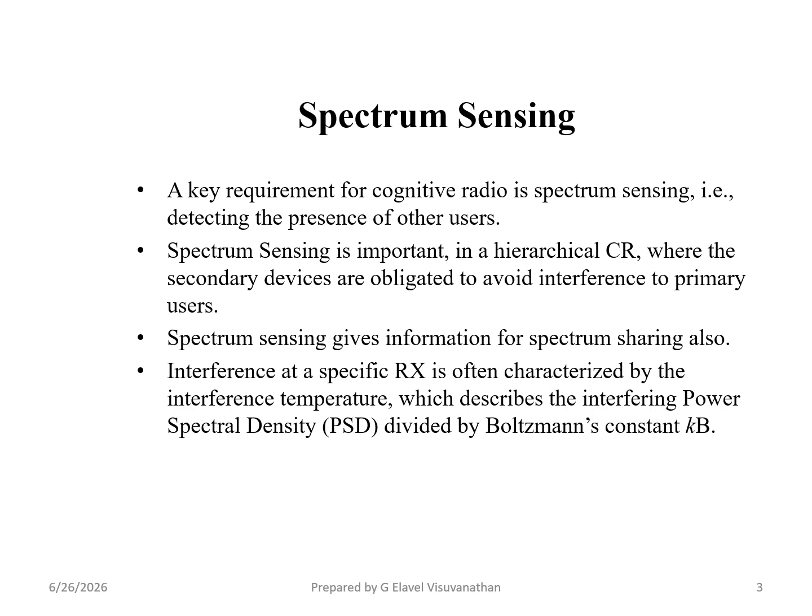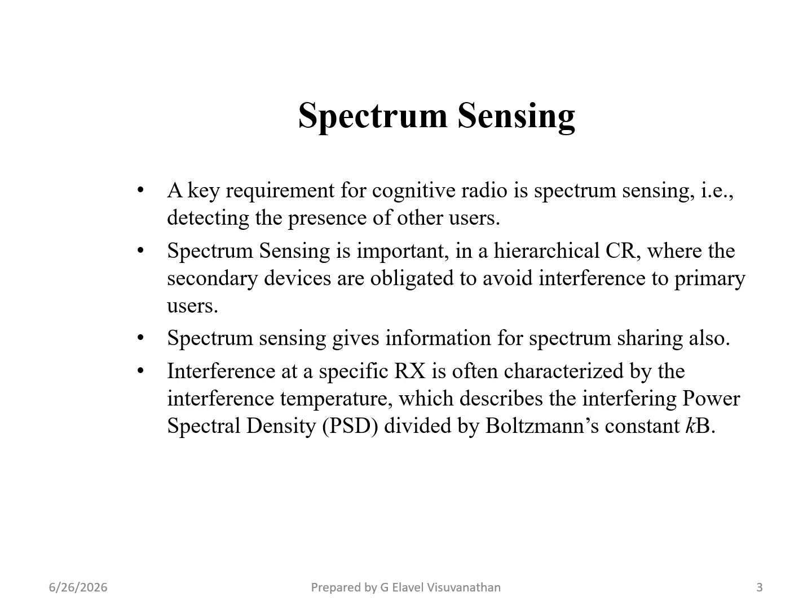First, what is meant by spectrum sensing? A key requirement for cognitive radio is spectrum sensing, that is, detecting the presence of other users. Sensing means it will sense whether the spectrum is free or not. So it is going to detect the presence of other users. Other users means the spectrum is being used or unused, active or inactive. So for that, the first one is spectrum sensing.